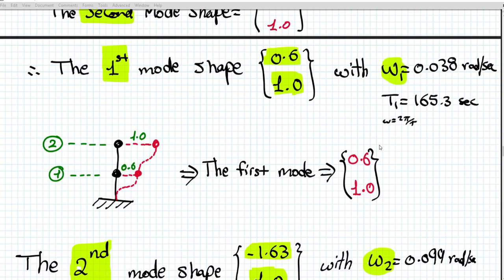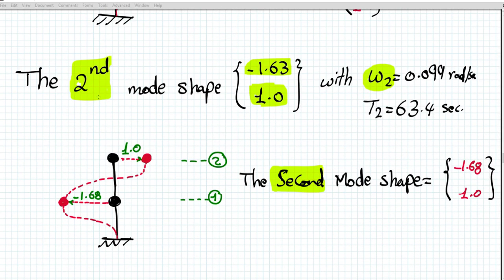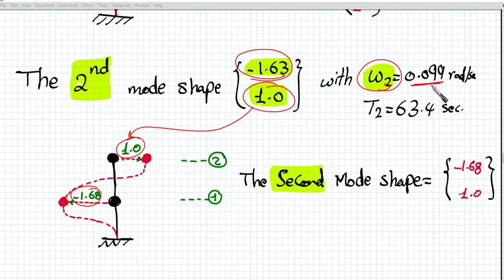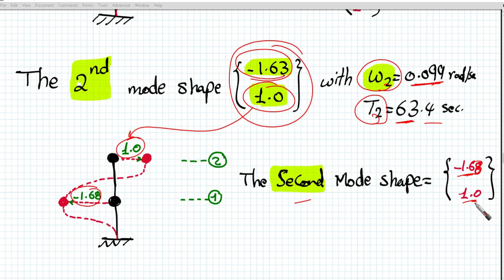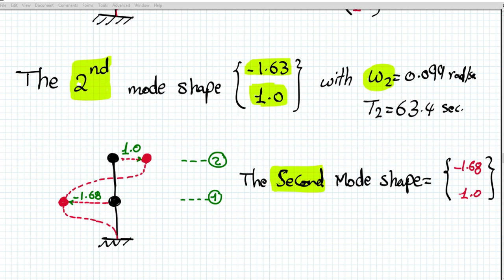And for the second mode, which is minus 1.63, as you can see, to the left, and 1, which is going to be to the right. And omega 2, this is the value of it. T2 is 63.4 seconds. And the second mode shape here, as we said, is going to be minus 1.63, I think it is 3 here, and 1. Okay, understood? I hope that everything is clear. We are about to finish, so do not worry and bear with me for the remaining part.